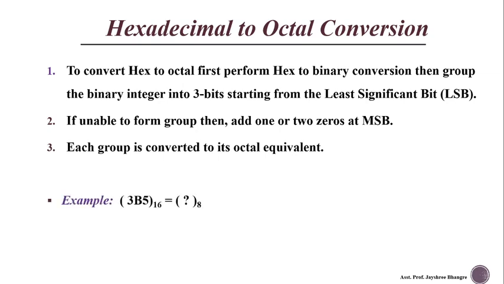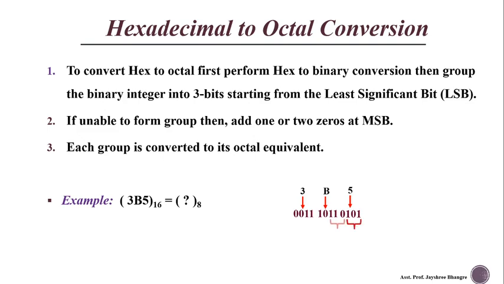Let's see the example. 3B5 is the hexadecimal number, and we have to convert it into octal. We have written the number over here. First we convert this number into binary, that is 0101, then B is written as 1011 and 3 as 0011. After converting this number into binary, we form groups of 3 bits starting from the LSB.